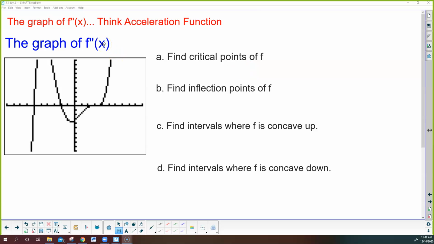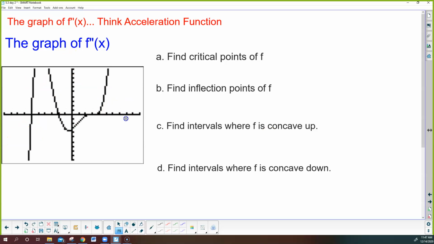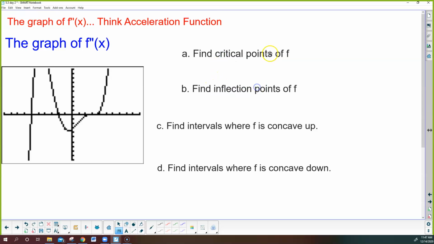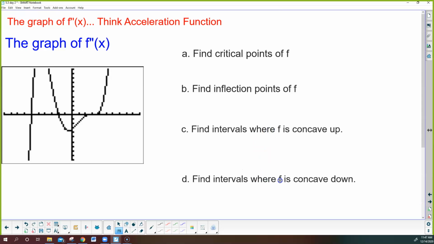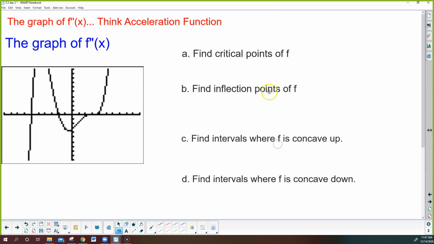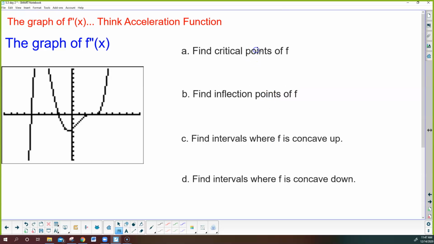So now I have the graph of the second derivative. If you want to, you could think of this as the acceleration function. So let's look at what we know from this information about the original graph of f. And we're going to try to answer the same questions.